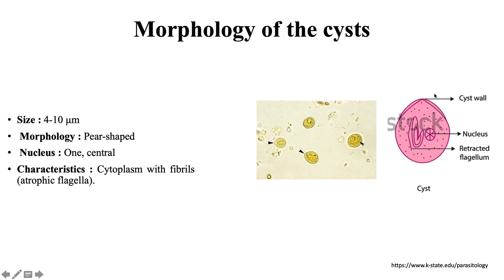Morphology of the cyst. The size is 4 to 10. The morphology is pear shape and there is only one nucleus. Okay. And in the cytoplasm, it has sometimes fibrils. It has sometimes fibrils. So that means entirely flagella. Entirely flagella.